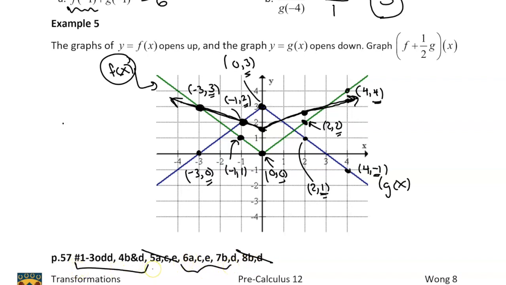Plus you have these questions right here, and that's your homework. So thanks. That's section 2.2.